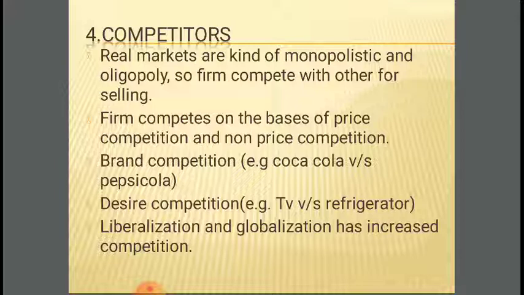Let us assume that TV and refrigerator are luxurious products. Nowadays they are not, but let us assume that these are luxurious products, and consumers always purchase luxurious products from their savings only, and their savings are always limited. If a consumer goes on buying a TV, he will not buy a refrigerator. So here the competition is for attracting the savings, on what product the consumer wants to spend. So this will be known as desire competition.